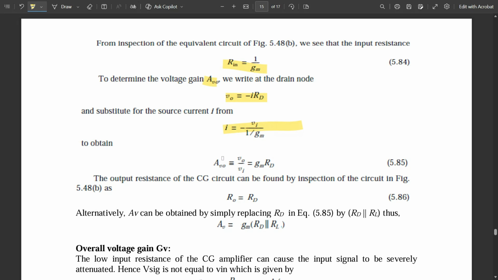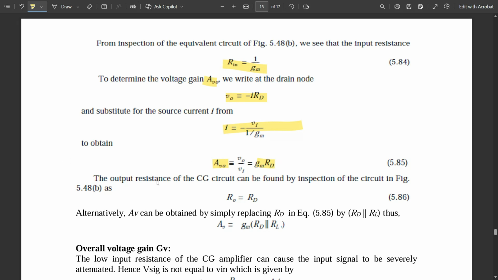Okay, so now to obtain Av0, we know that Av0 is equal to Vout by Vin. So whatever Io is there, you substitute here in this equation. So we are having Vo and Vi, now if we substitute, bring this Vi to the other side. So it would be Vout divided by Vin, that would be equal to Av0, and the remaining terms you keep as they are, that is gm into RD. So that's why the total voltage gain, that is given by Av0, is equal to gm into RD.